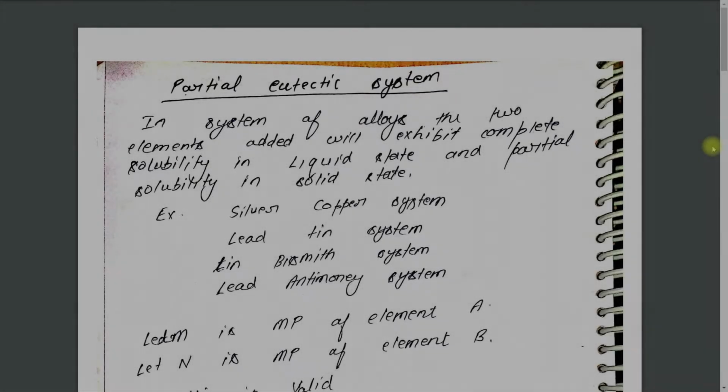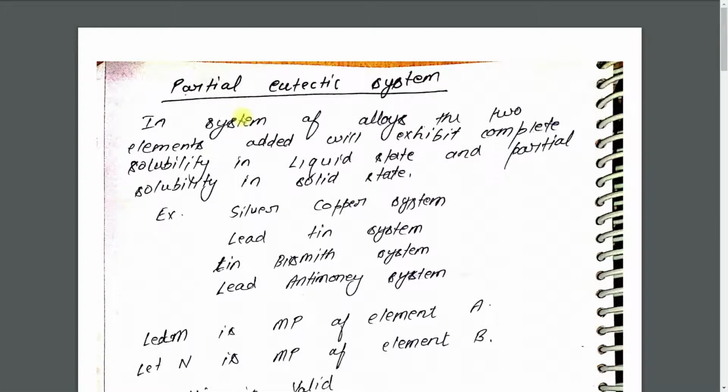So hey guys, in this video we are going to talk about the partial eutectic system. Let's first discuss the definition. The definition is that in this alloy system, the two elements added will exhibit complete solubility in the liquid state and partial solubility in the solid state. It means 100% soluble in the liquid state and partially soluble in the solid state.